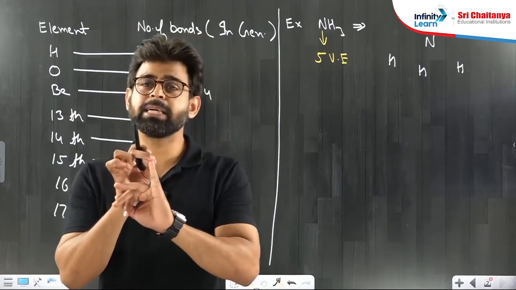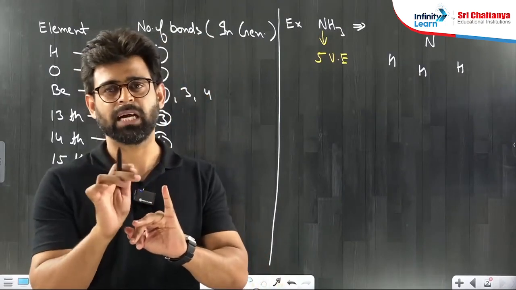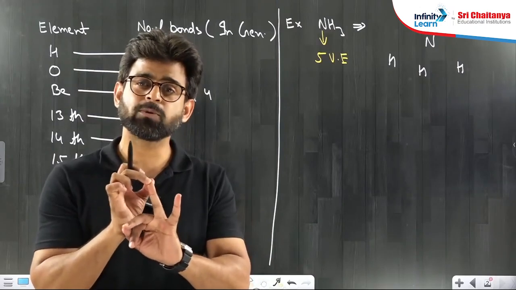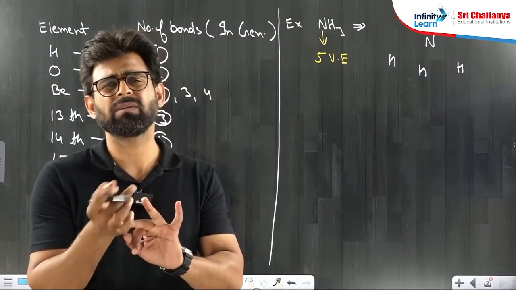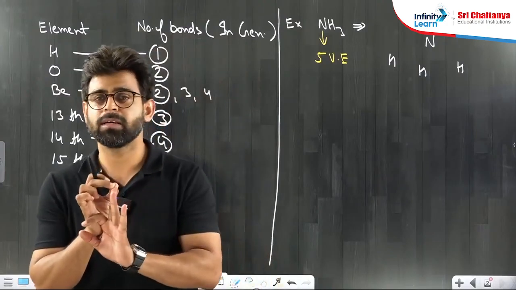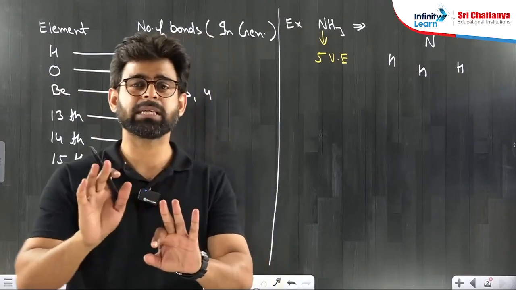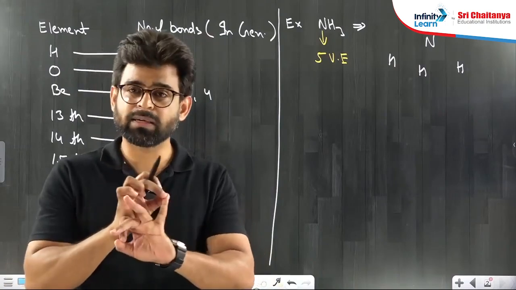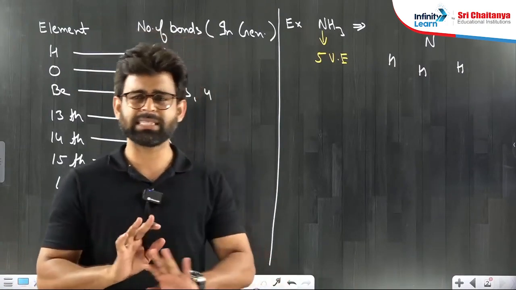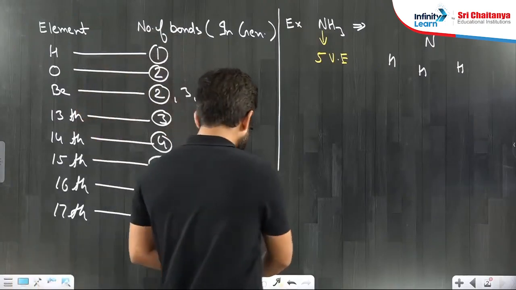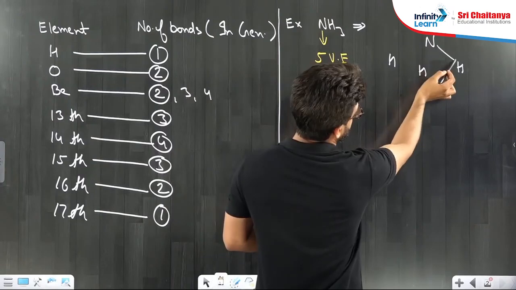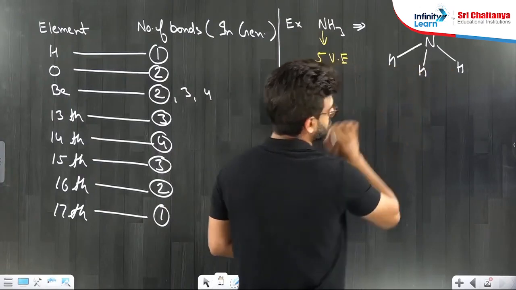Hydrogen will make how many bonds? One bond. We know it very well. Hydrogen always makes one bond. Halogens, chlorine, bromine, iodine as surrounding atom always make how many bonds? One bond. Oxygen makes how many bonds? Two bonds. So these three points are enough. Hydrogen makes one bond, oxygen makes two bonds, and halogens make one bond. That's it. So now carefully, as we know, the hydrogen will make one bond. So I am making one bond here, one here, one here.